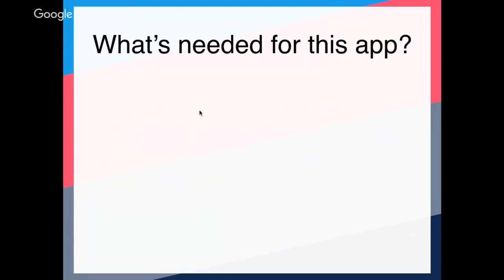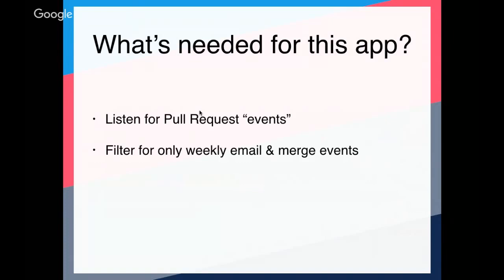So the first thing you think about is, what does this app need to do to accomplish the goal? It needs to listen to pull request events. I put that in quotes because, what do you even call that? I guess you can call it an event, but I want to use that lightly. We need to filter for only weekly email and merge events. GitHub will send you any kind of event that you want to know about on your repo. They'll tell you anything that happens.